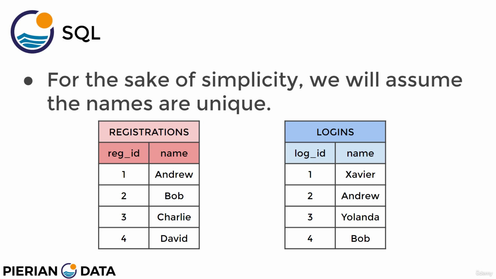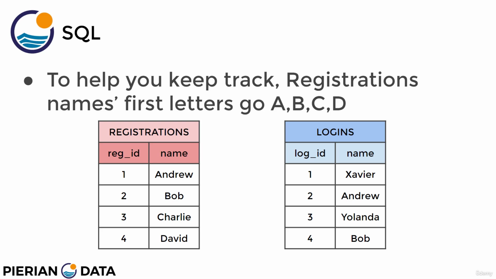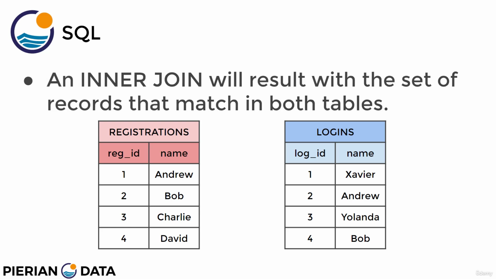For the sake of simplicity, we're going to assume that in this small universe, all the first names are unique. There are not two Andrews, there's not two Bobs, every person has a unique name. Since we're going to be using these example tables throughout this section of the course, keep in mind that the registration names' first letters go A, B, C, D. And in logins, the two outstanding ones that are not in the registrations are Xavier and Yolanda, basically implying that they forgot to register but still showed up the day of the conference.